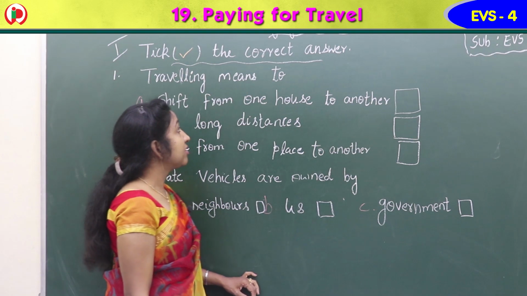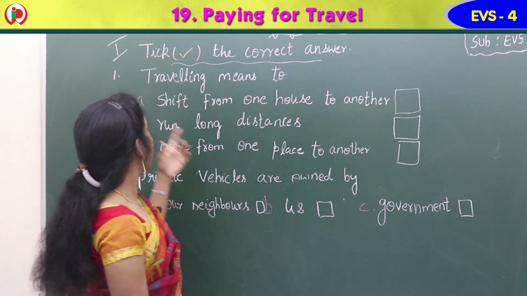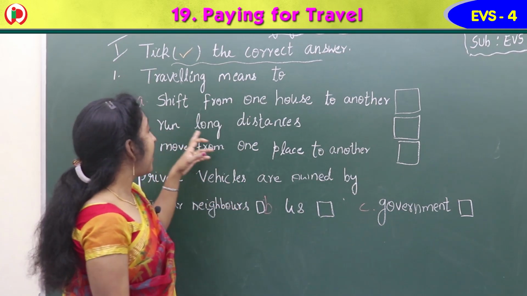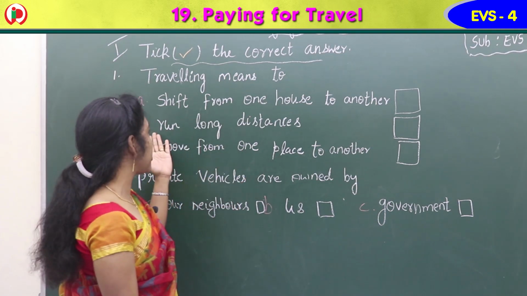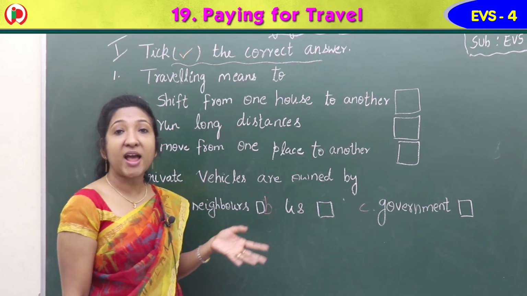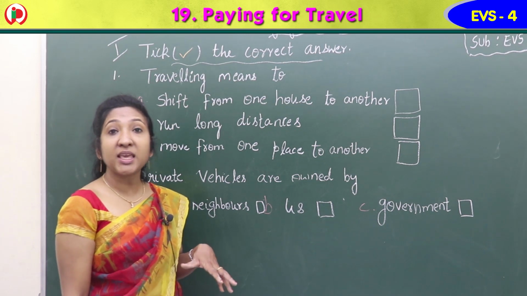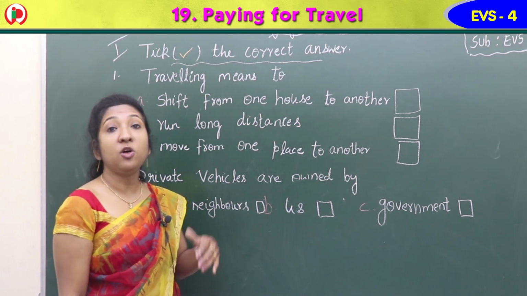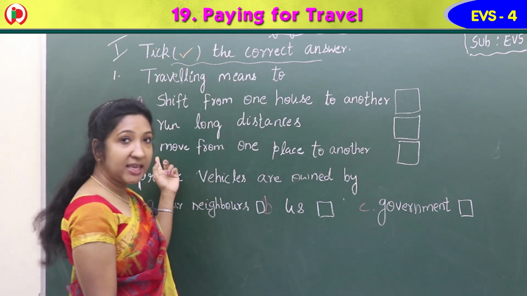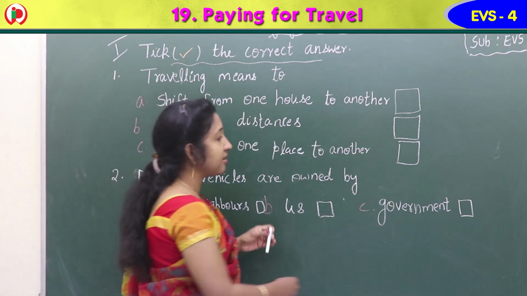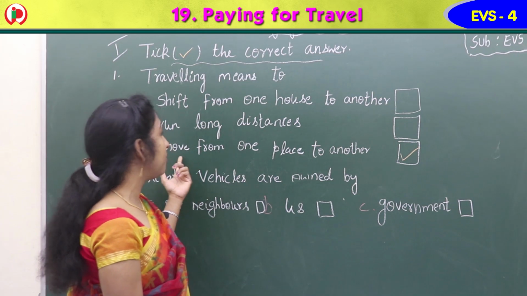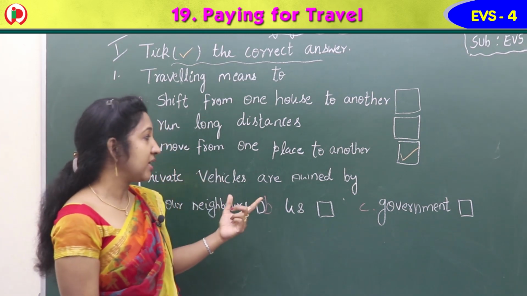Yes. So first one, traveling means to. Option A, shift from one house to another. Option B, run long distances. Option C, move from one place to another. What do you mean by traveling, children? Traveling means to move from one place to another, which is option C. So option C is the correct answer. So give a tick in the square box here. Traveling means to move from one place to another.